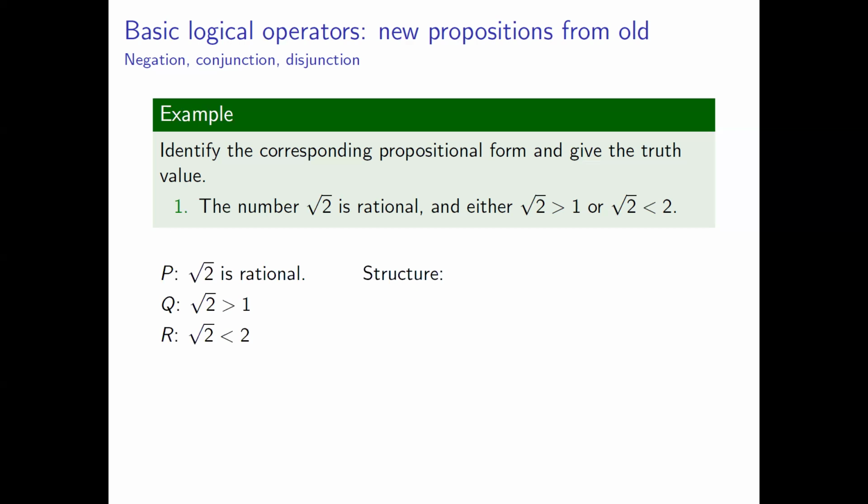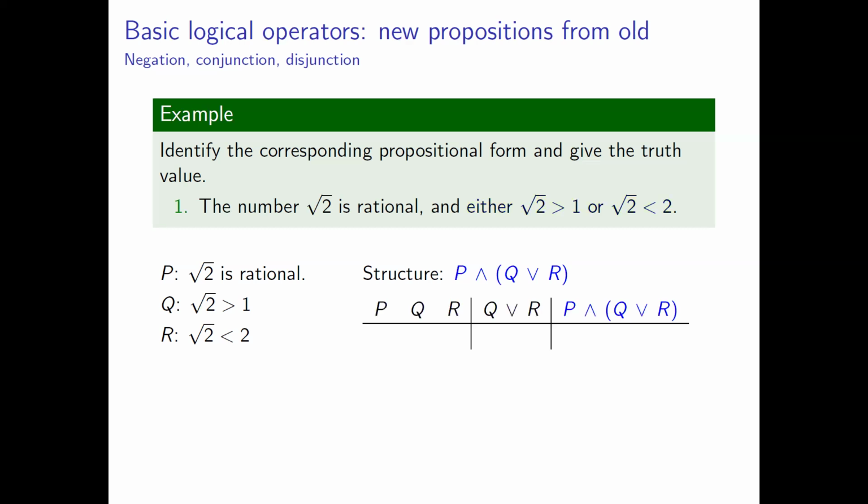The first part of the sentence is the statement P, followed by the word and, which signifies a conjunction. The second statement in the conjunction is Q or R. We know that this is treated as a single statement and hence is enclosed in parentheses because the word either appears before statement Q, which signifies that Q is the first statement in the disjunction.